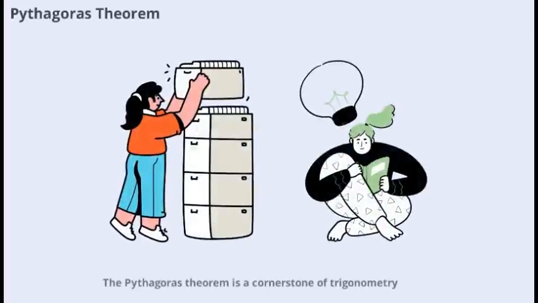Pythagoras' theorem is a cornerstone of trigonometry. It states that in a right-angled triangle, the square of the hypotenuse equals the sum of the squares of the other two sides. a² plus b² equals c². This theorem not only helps in finding missing sides, but also underpins many trigonometric identities and relationships.